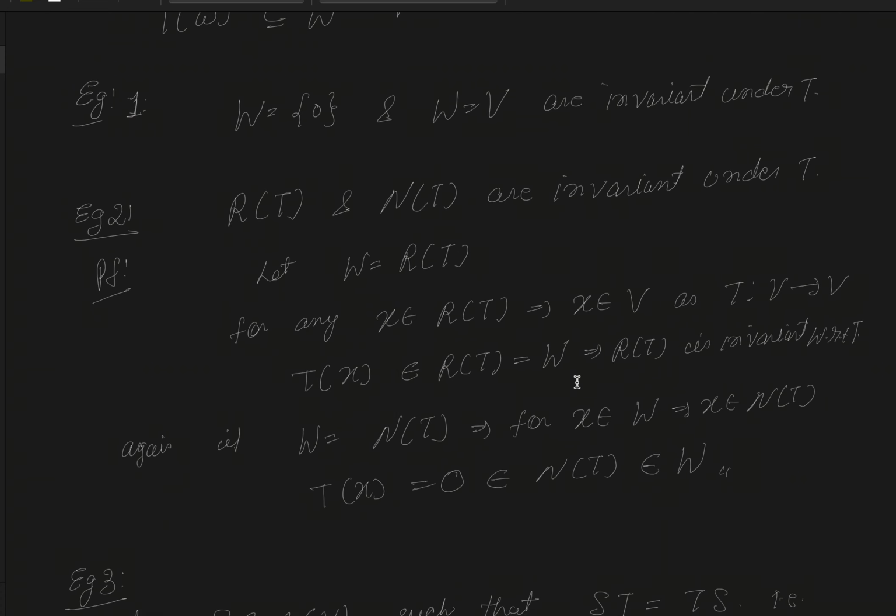Again, consider the null space of T. If you take any element X belonging to the null space of T, then T(X) equals 0, and 0 always belongs to the null space of T. It means that for any element X of the null space, its transformation T(X) is always 0, which is contained in the null space of T. So the null space of T is again invariant under T.